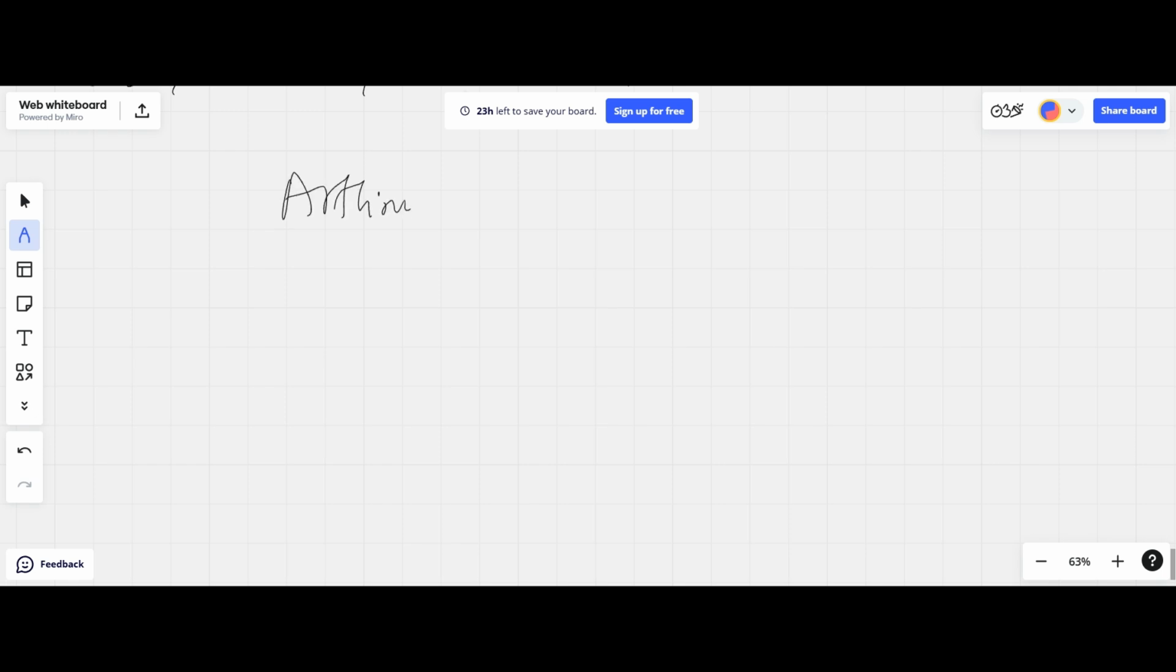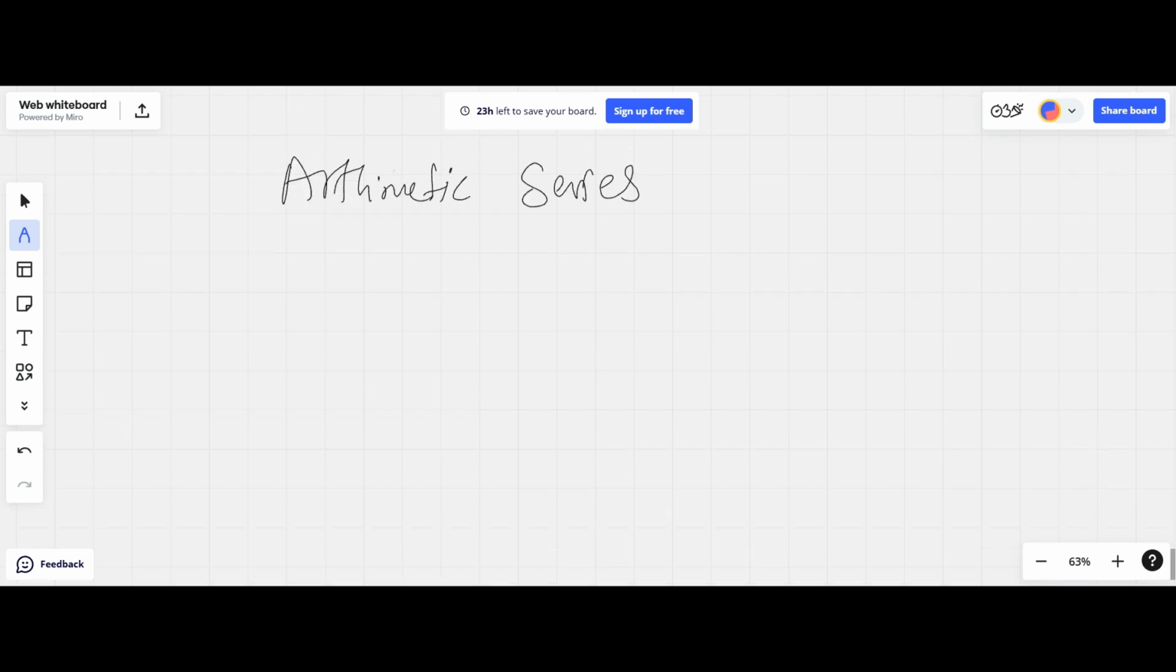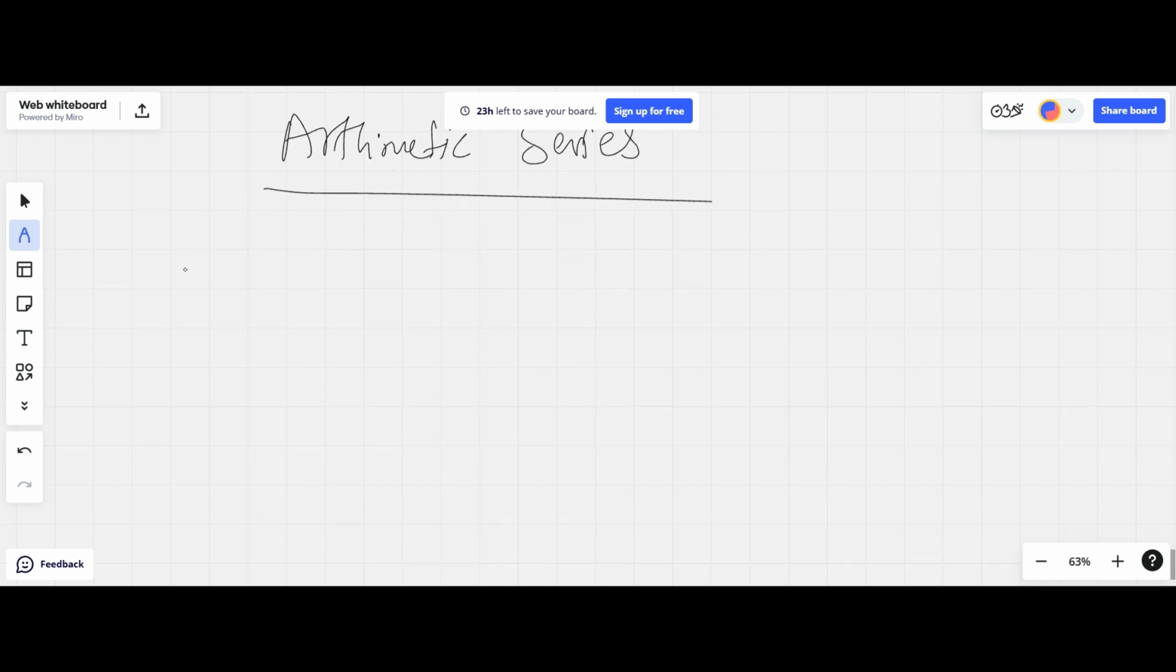We saw the arithmetic sequence. Now we are going to see the arithmetic series. So what is the difference between a sequence and a series?